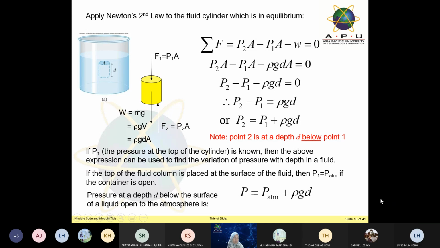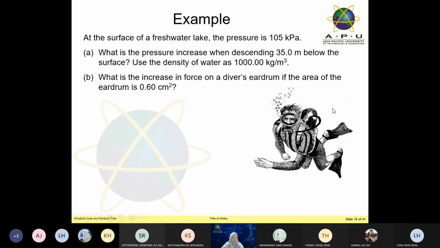Pressure at depth D below the surface. Okay, this is the depth. Below the surface of a liquid open to atmosphere is P equal to P ATM plus rho GD. Okay, so by looking at this, it is hard to absorb, right? Then we will go to the example.